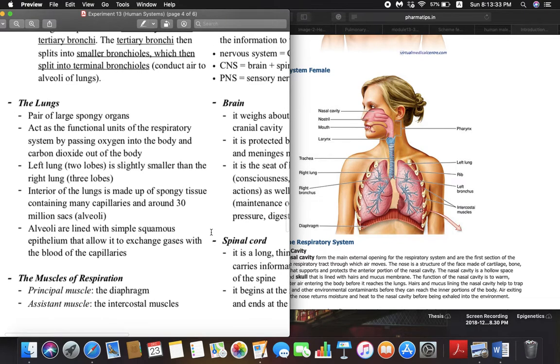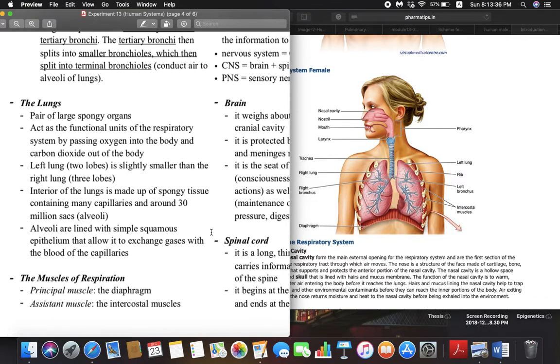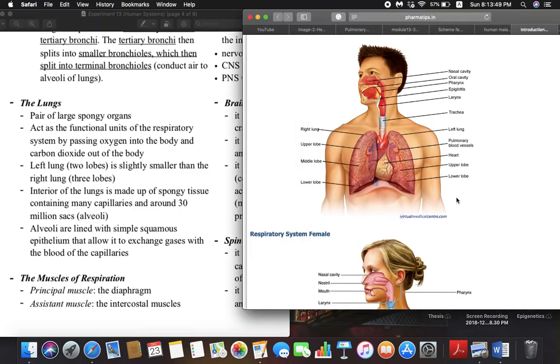After the airway, we have the lungs themselves, which are a pair of large spongy organs. They are the functional units of the respiratory system, passing oxygen into the body and carbon dioxide out of the body. We need to know that the left lung is smaller than the right lung because the left lung contains only 2 lobes, the upper and lower lobe, while the right lung is larger because it contains 3 lobes: the upper lobe, the middle lobe, and lower lobe. For the exam, we don't need to know that they're called upper, middle, and lower. We just need to know that the left lung is smaller than the right lung because it contains 2 lobes, while the right lung contains 3 lobes.